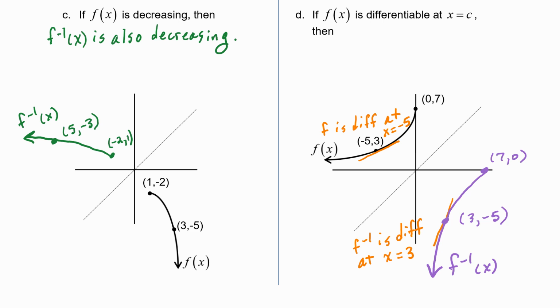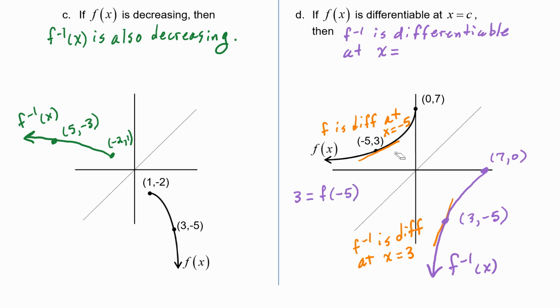So then the question becomes, how do we generalize that? If f of x is differentiable at x equals c, that's what this is saying, then f inverse is differentiable at x equals, well, let's think about where this is. The corresponding x value from f to f inverse is that we have to go -5 turns into 3. So then the question becomes, who is 3? How do I get there from -5? 3 is equal to f of -5.